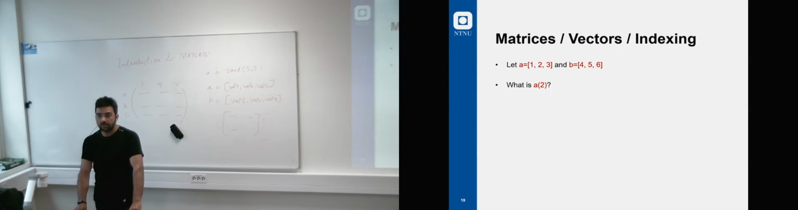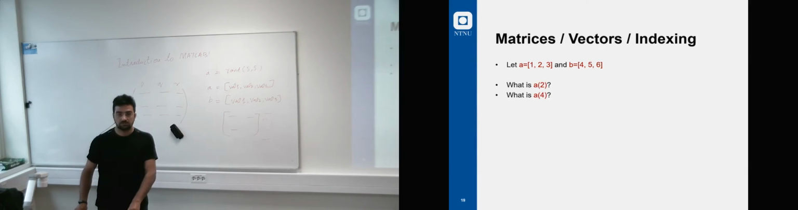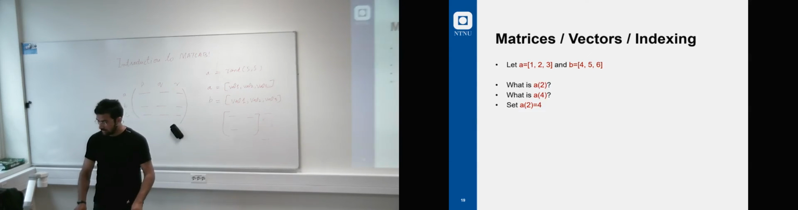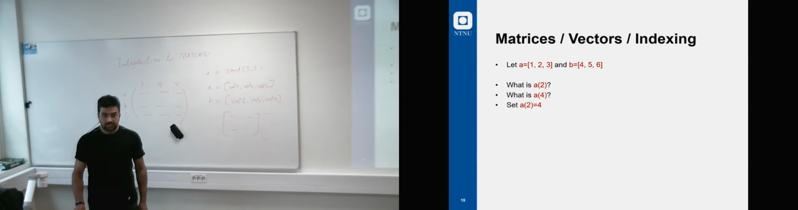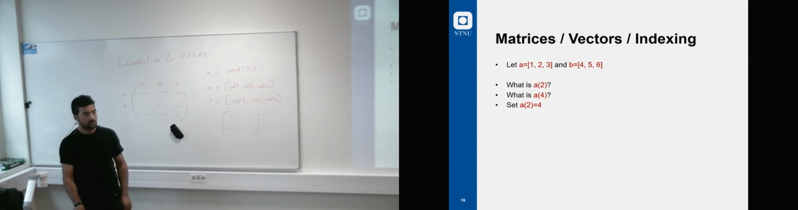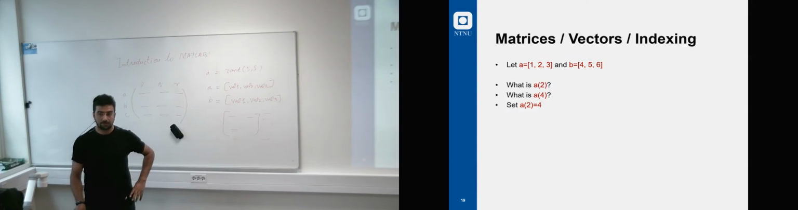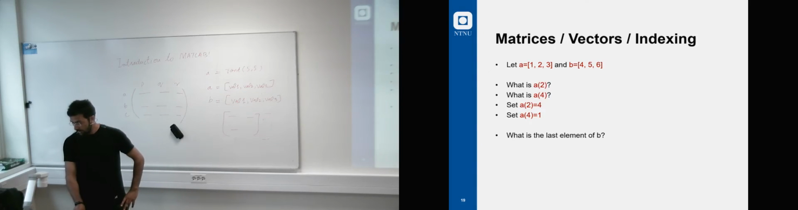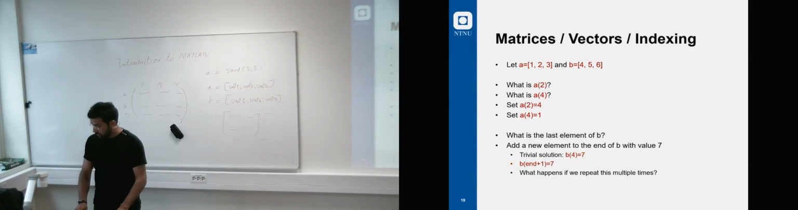Can anyone quickly answer this? What's A(2)? For this, if we set A(2) equal to 4, it will change the element at that position to 4. Let me go quickly again.